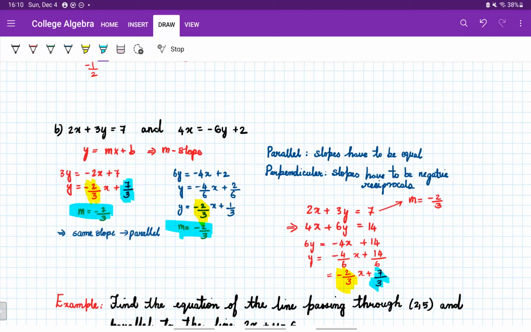So this is one thing to be really careful about, making sure the y-intercepts are different, because parallel lines have the same slope and different y-intercepts. Perpendicular lines, they meet at one point and one point only, and they meet each other at a 90-degree angle. So their slopes are negative reciprocals of each other. All right.